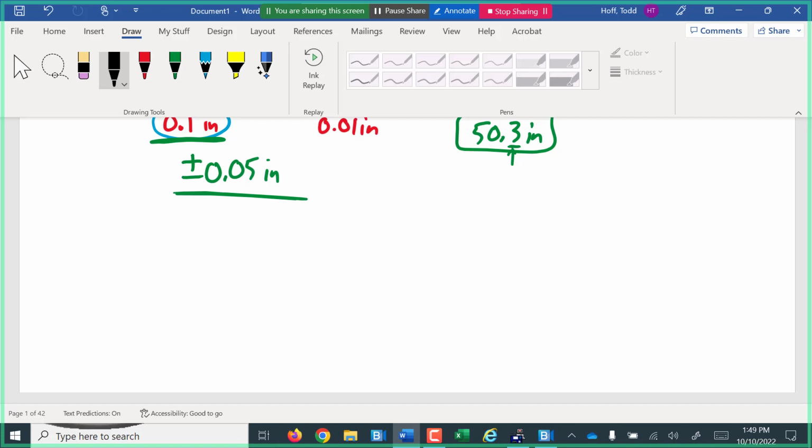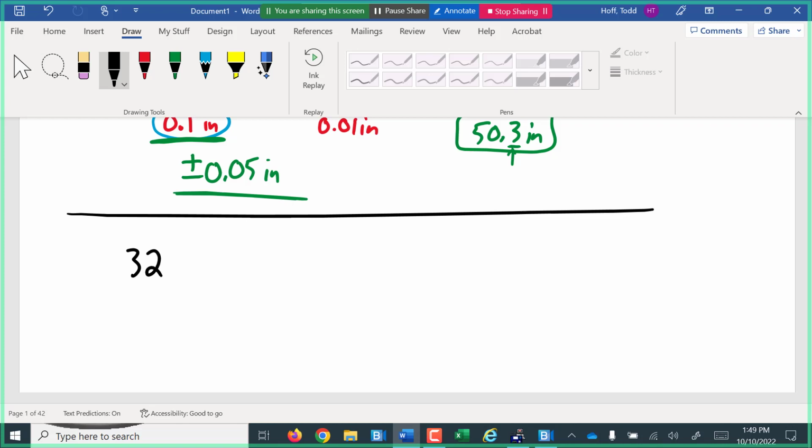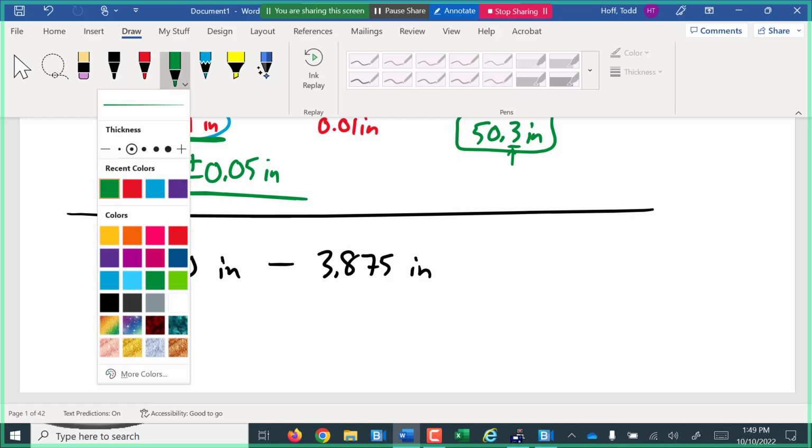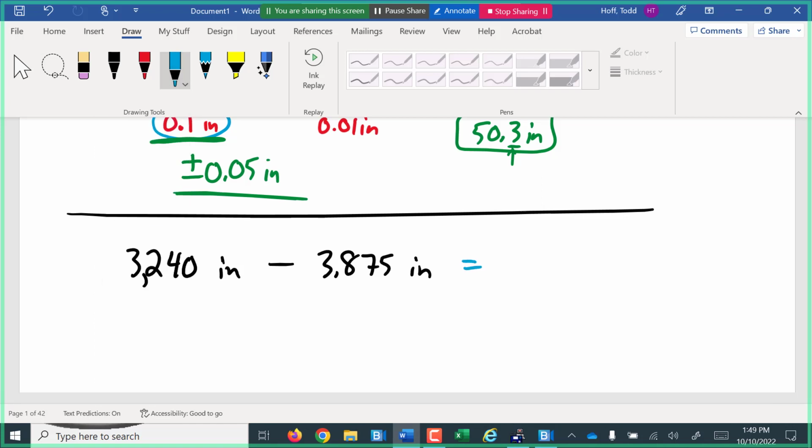So anyway, if I look at subtraction, let's do 3,240 inches minus 3.875 inches. If I subtract these, 3,240 minus 3.875, I get 3,236.125 inches. But when we add or subtract, we preserve precision.